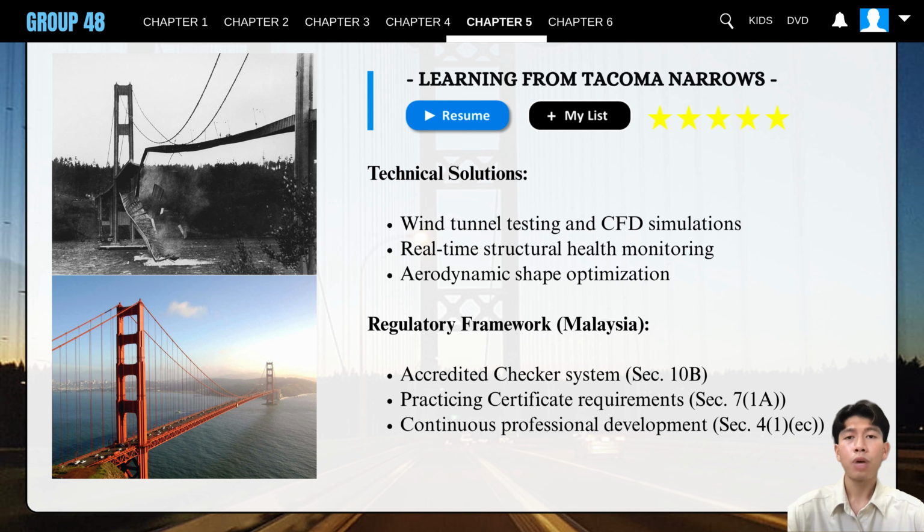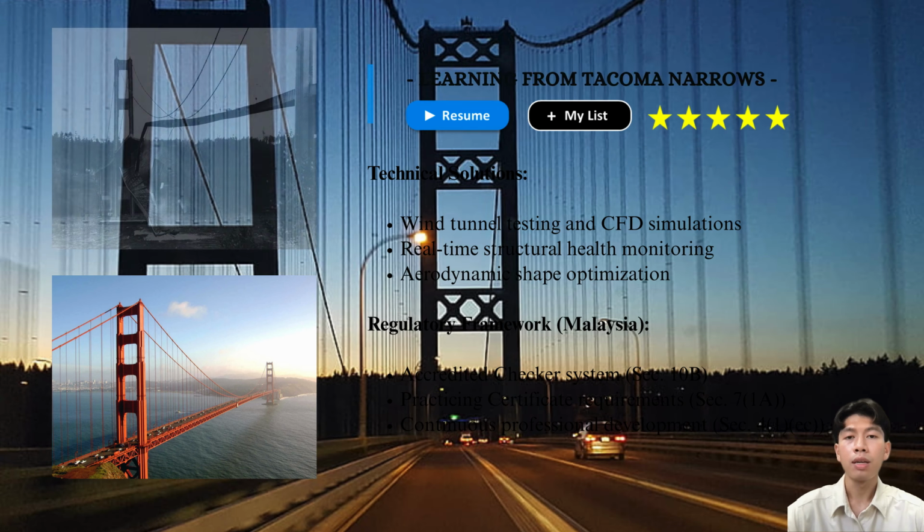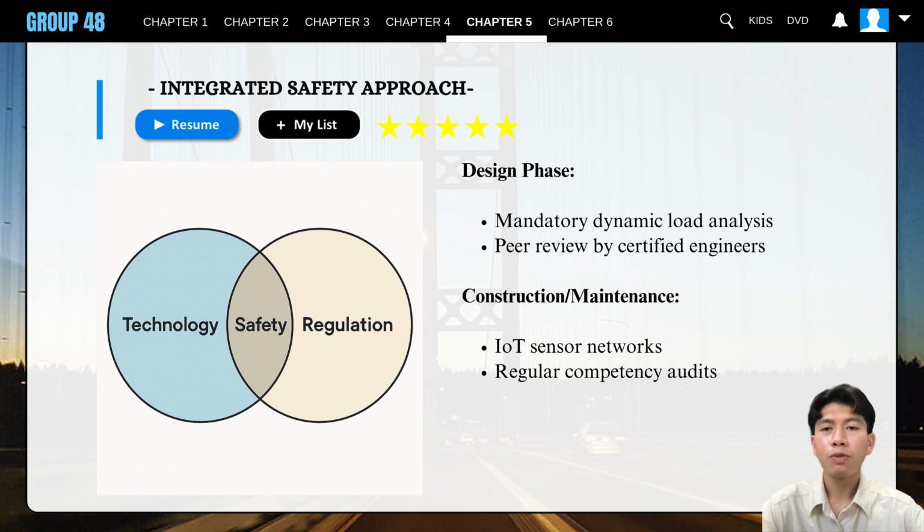Tacoma's collapse revealed 2 gaps: aerodynamic understanding and also professional accountability. Building solutions like wind tunnel testing and safety simulations now predict dynamic loads, but Malaysia's Engineers Act made this effective through Section 10(b)'s accredited checkers and also Section 7(1)(e)'s certification requirements. Hence, we can say that technology will find risk, while the regulations will ensure we practise the Engineers Act accordingly and appropriately. True safety comes from integration.